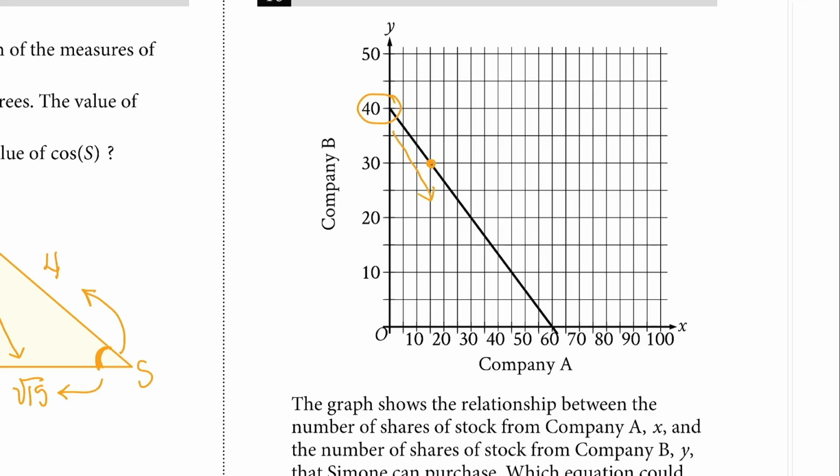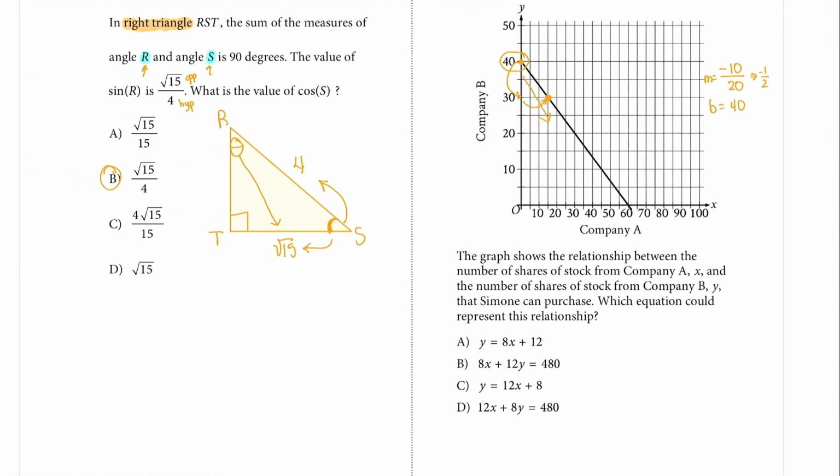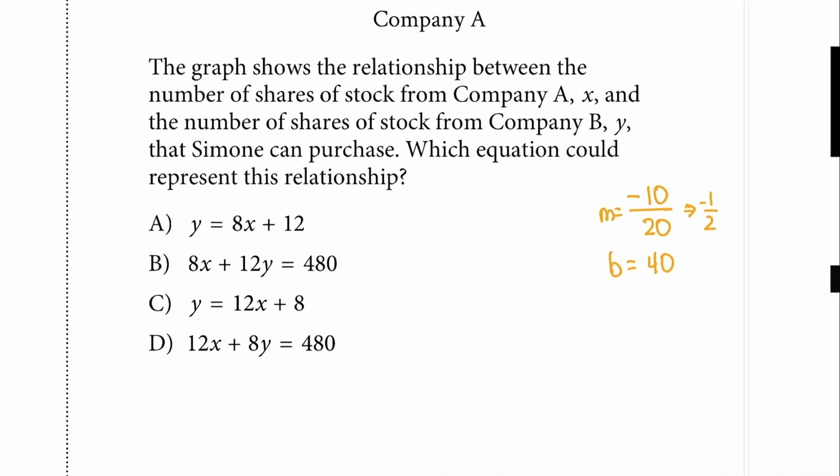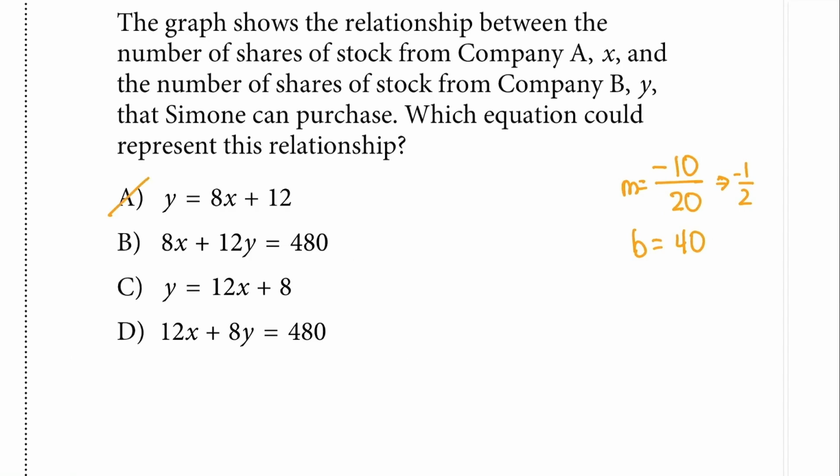If we look at this point here and this point here, we're going down 10 units and we're going over 20 units. So down 10 over 20, and our slope is negative 1/2. That's going to be our m value. Our b value is going to be 40. So when we're going through and solving these, let's make sure that we get those answers. Right off the bat, option A is not possible because we don't have a negative slope and we also don't have a y-intercept of 40.